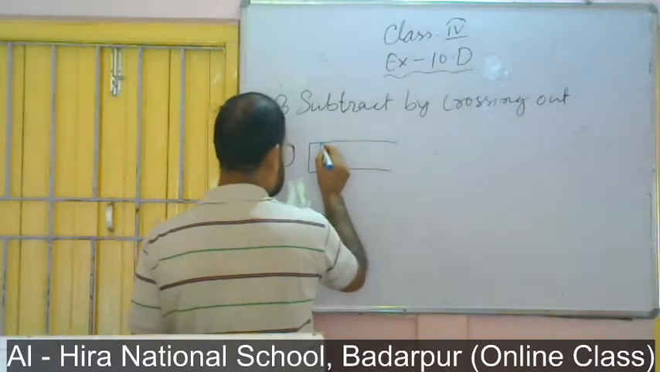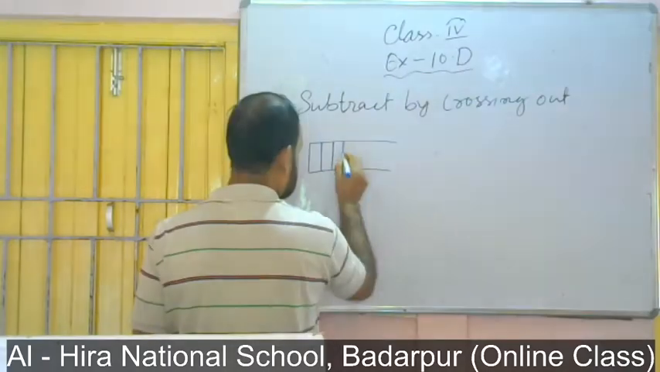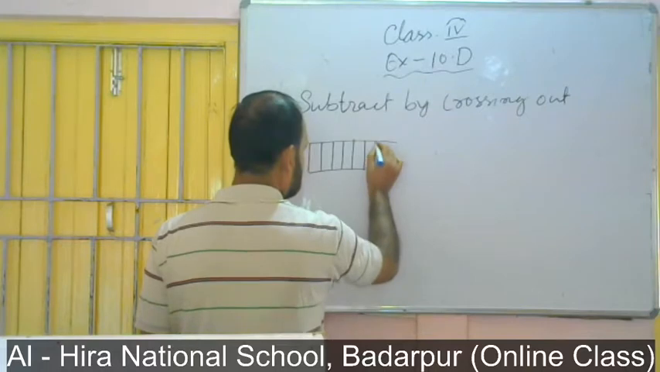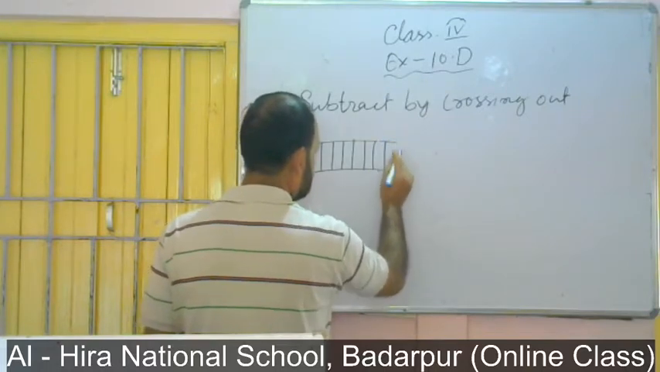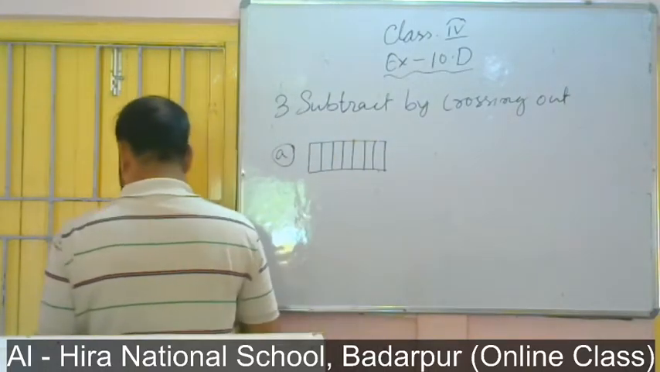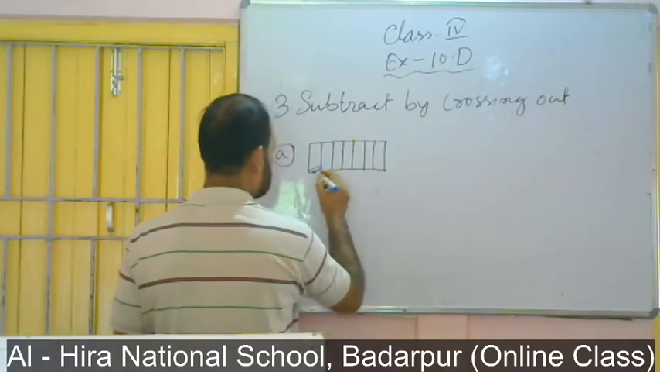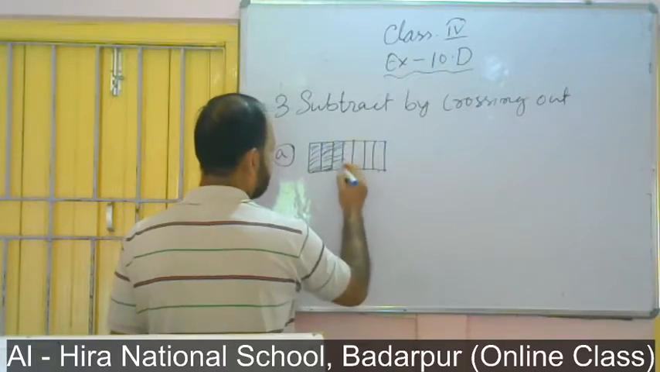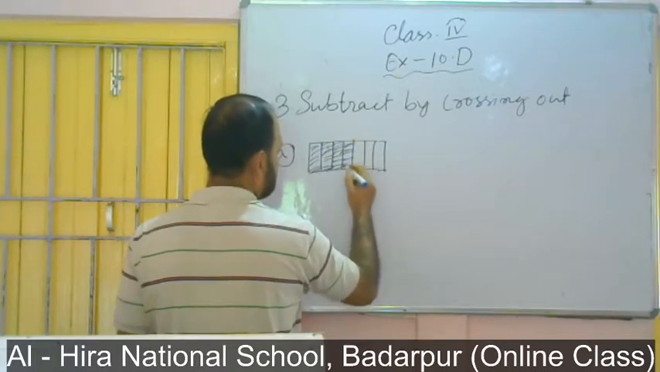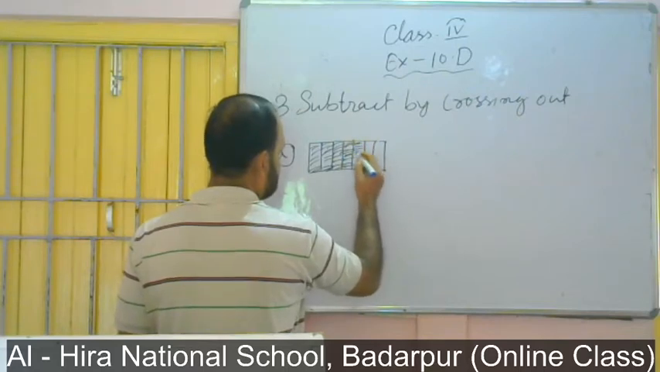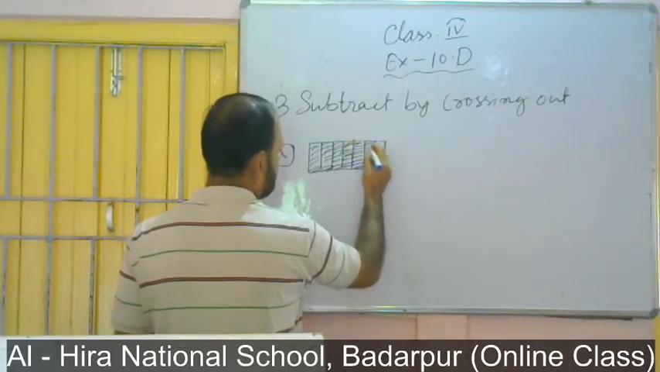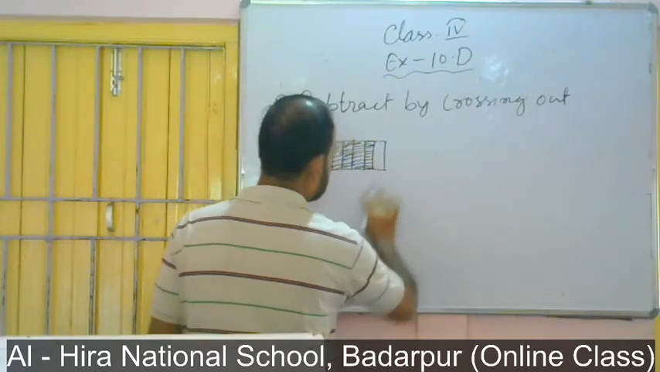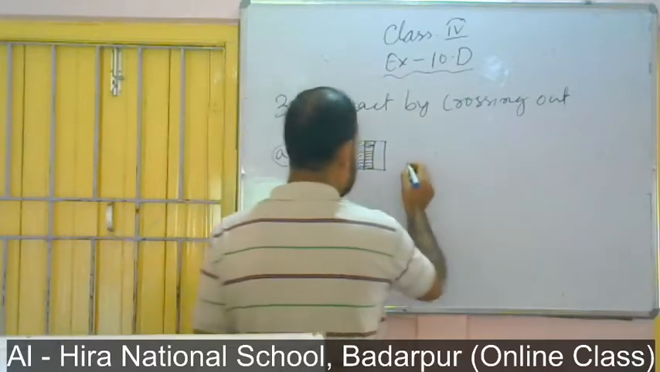Seven equal parts are there. 1, 2, 3, 4, 5, 6, 7. So out of 7, 6 parts are shaded. 6 parts are colored or shaded. Only one part is left.